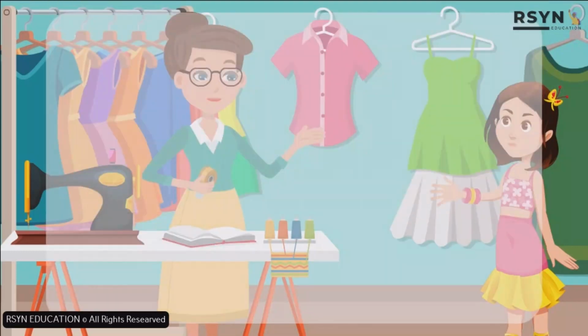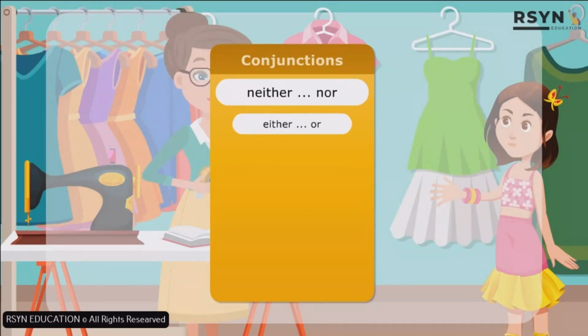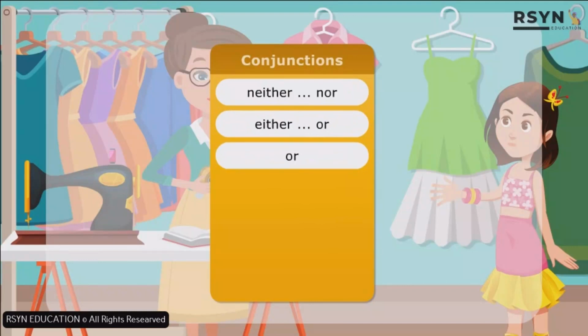Here is a list of some conjunctions: neither, nor, either, or, if, although, otherwise.